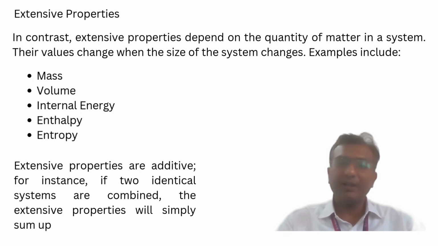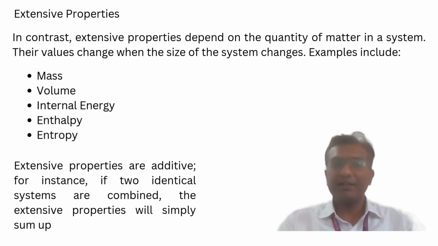The next properties are enthalpy and entropy. These are slightly more complex thermodynamic quantities, but they also increase with the size of the system. Enthalpy is related to the total heat content of the system, while entropy is a measure of its disorder or randomness. Both of these are extensive in nature.